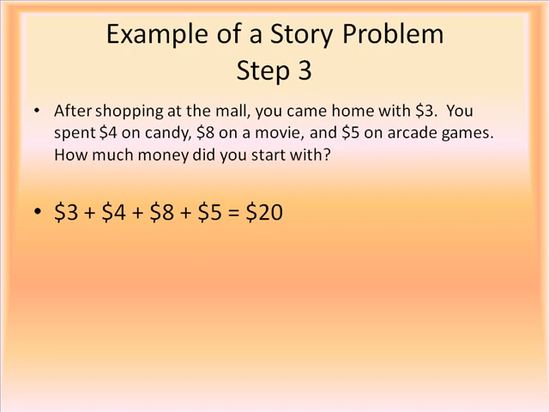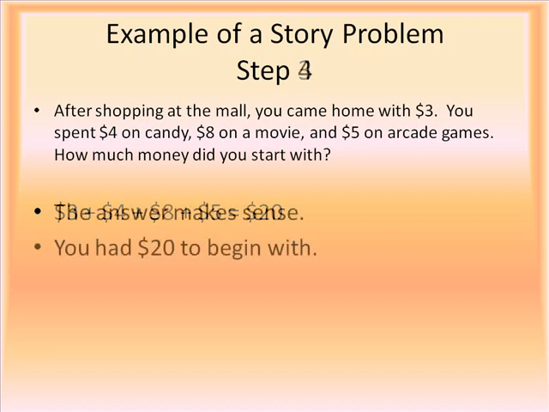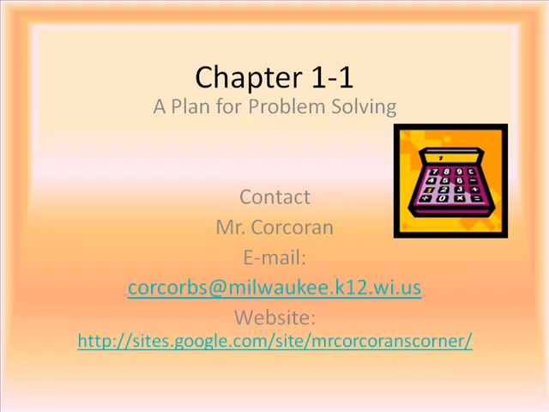So I do 3 plus 4 plus 8 plus 5. That gets me 20. Now if you remember, that's pretty close to the estimate I had. In fact, it was the same number. The answer does make sense, and the answer is that I had $20 to begin with. If you use my steps, you should have no problem solving any math problem at all.